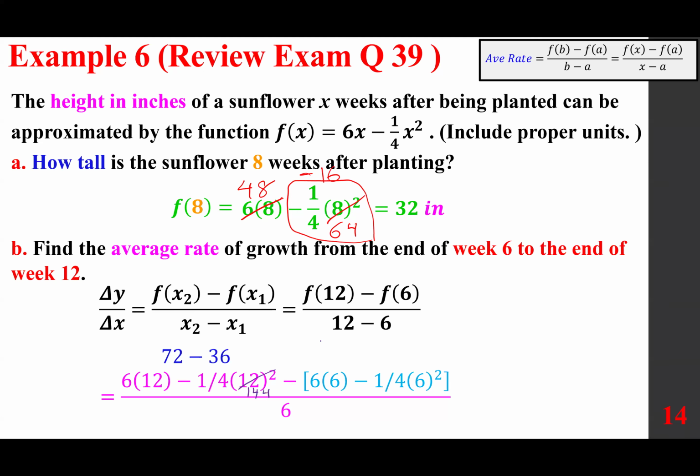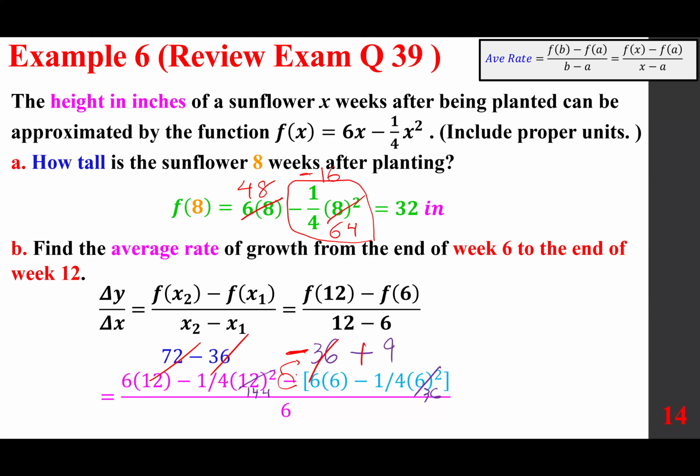6 times 6 is 36. This is also 36. 1/4 of it is 9. We have minus 9. Now notice, if we apply the negative here, we get minus 36 plus 9. So 72 cancels out negative 36, negative 36.